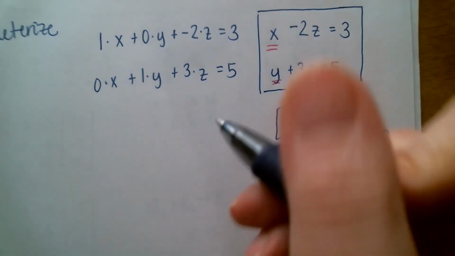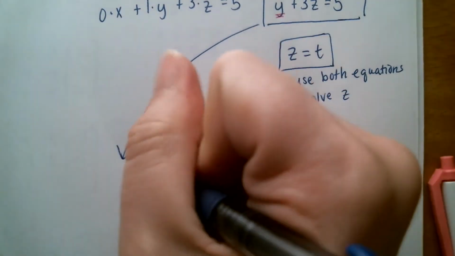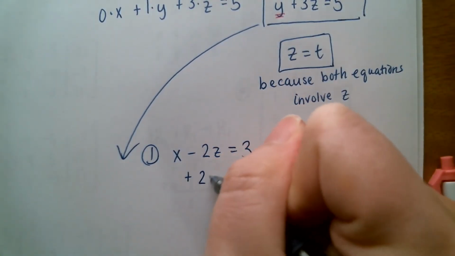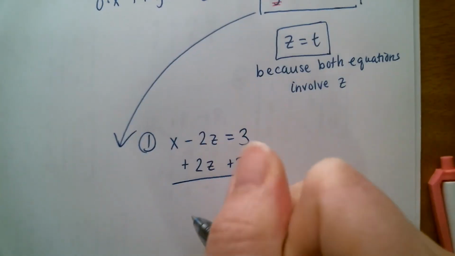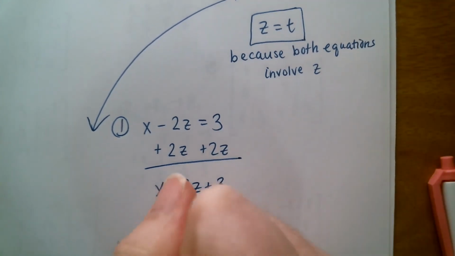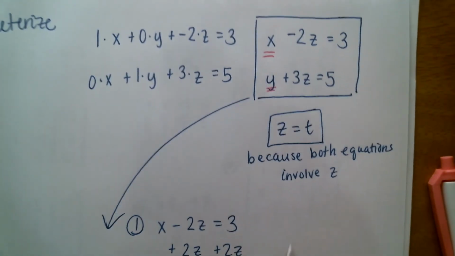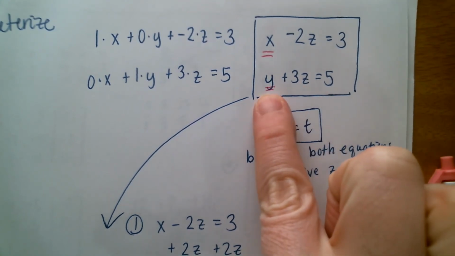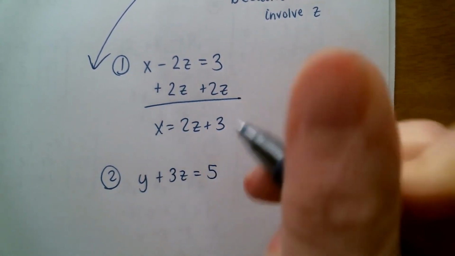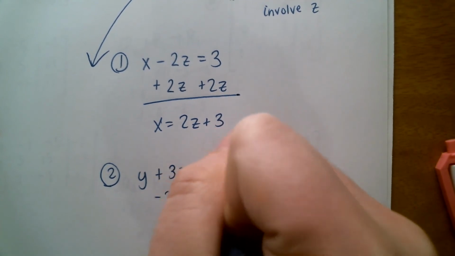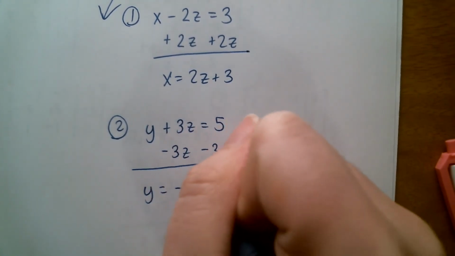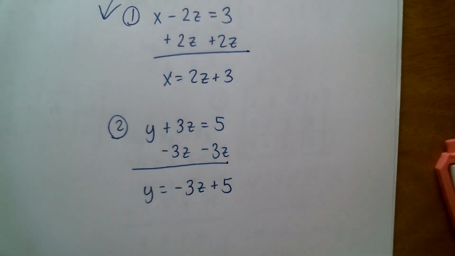So if I do that, I'm going to come down here. My first equation, x minus 2z is equal to 3. I'm going to solve for x, so move the 2z over. I'm going to get x equals 2z plus 3. And then for my second equation, go back up here. I'm going to solve it for y. So we have y plus 3z is equal to 5. To get y by itself, I'm going to move the 3z over. So I'm going to get y equals -3z plus 5.